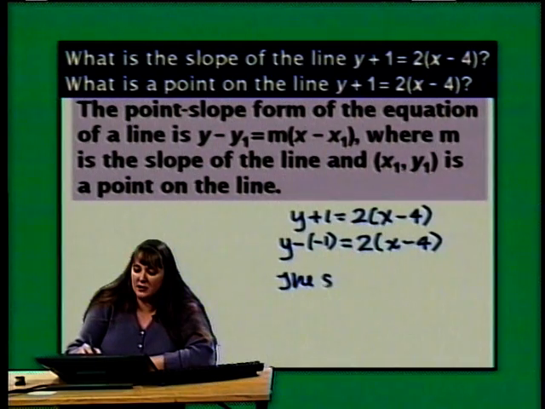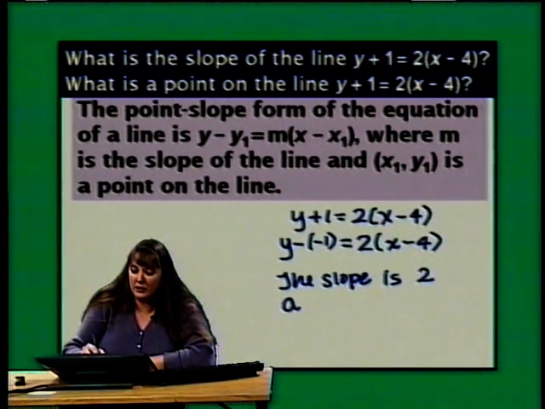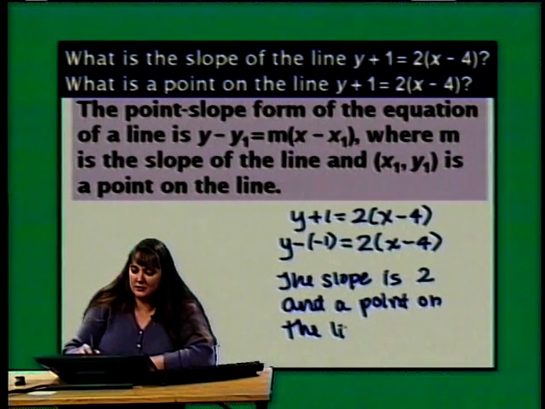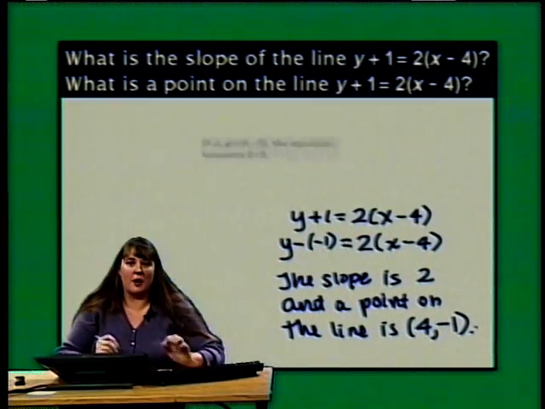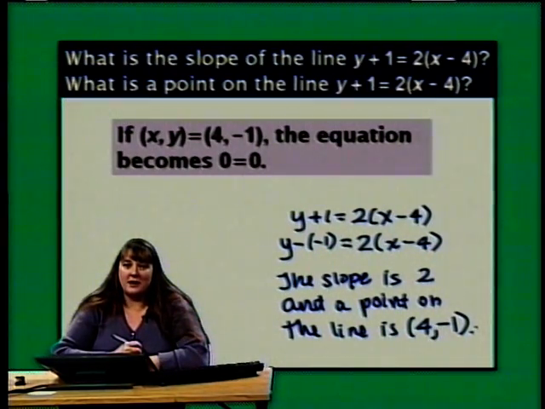So I can say the slope is 2, and a point on the line is 4, -1. Now let's make another quick observation. If x, y equals 4, -1, this equation becomes 0 equals 0. If we replace y with -1, the left-hand side becomes 0. If we replace x with 4, the right-hand side becomes 0.